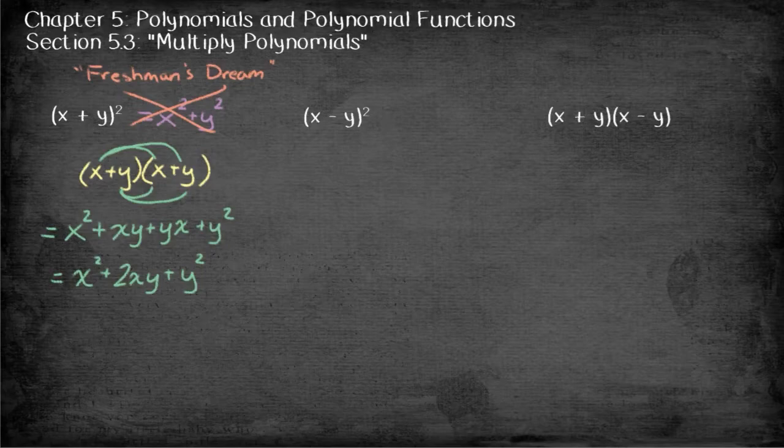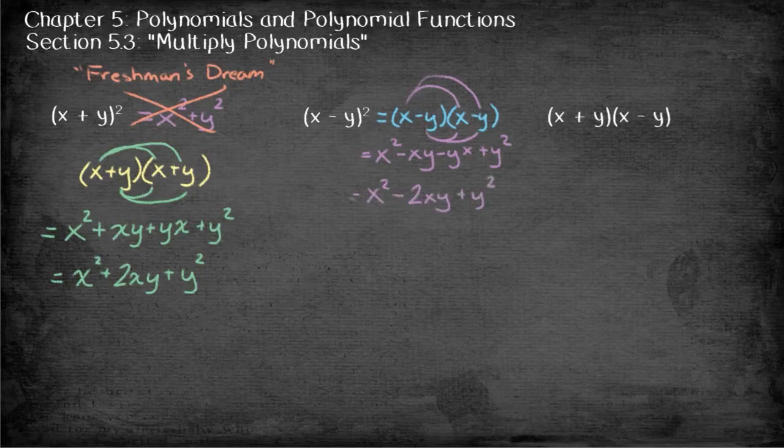Next up, we have x minus y squared. Again, you do not want to write x squared minus y squared. Using FOIL, be careful of signs. Again, xy and yx are like terms. And so we really get x squared minus 2xy plus y squared.